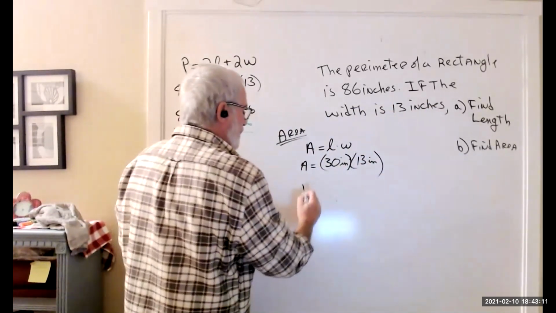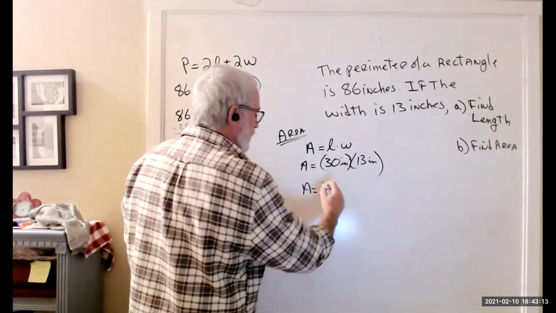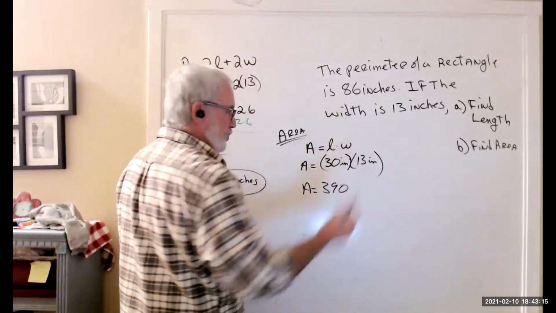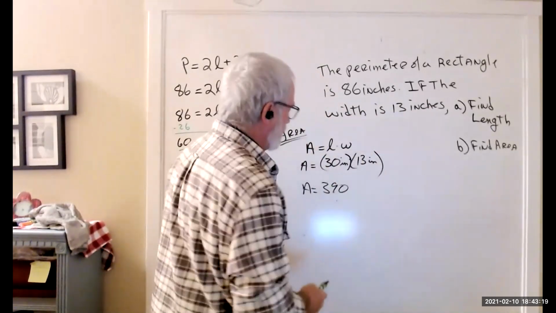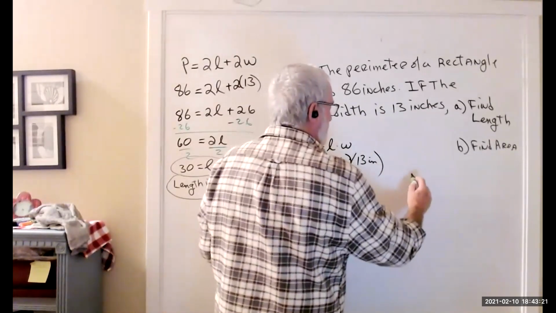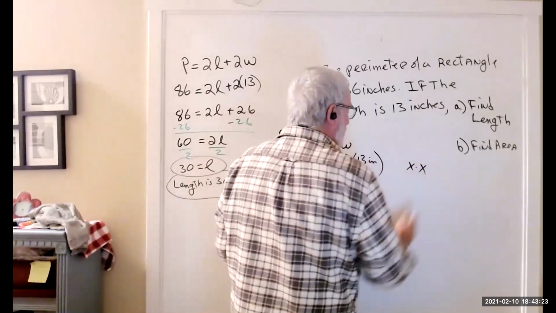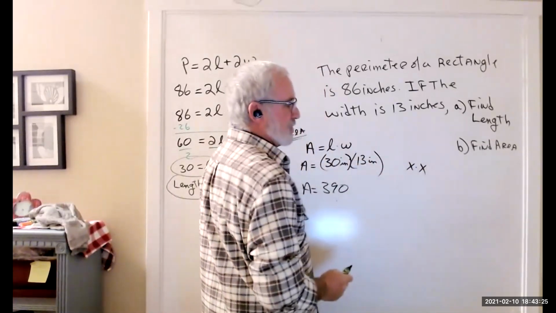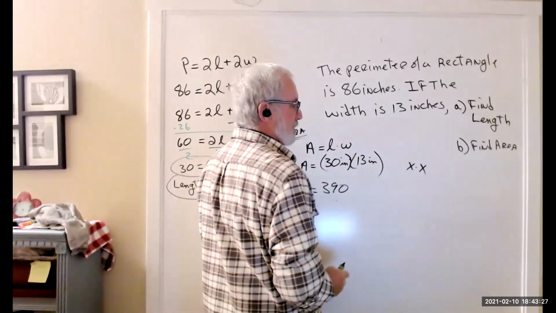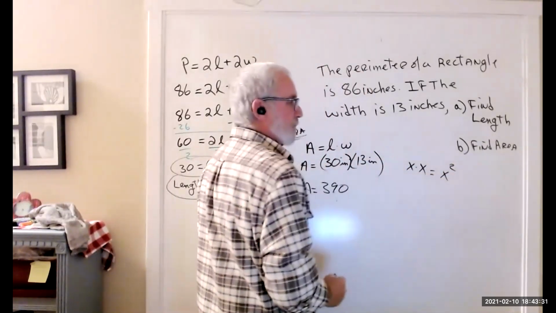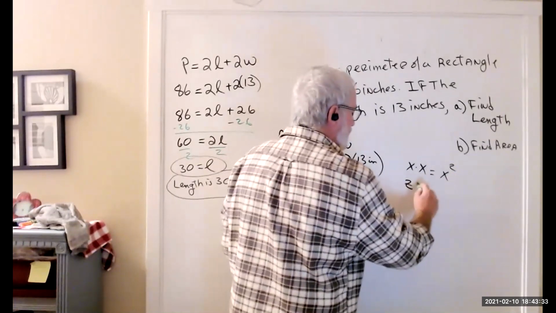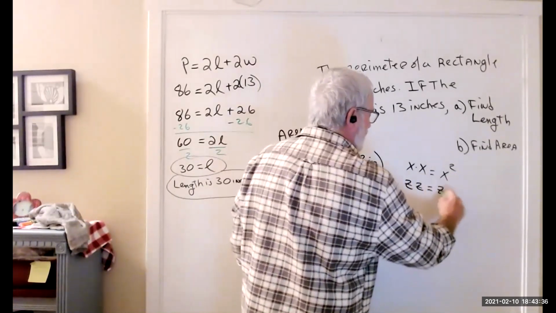Okay, so the area is 13 times 30, or 390. You could use your calculator. Notice something. I want to show you something here. Does everybody know what x times x is? Squared. Yeah, it's x to the second power. And z times z is z to the second power.